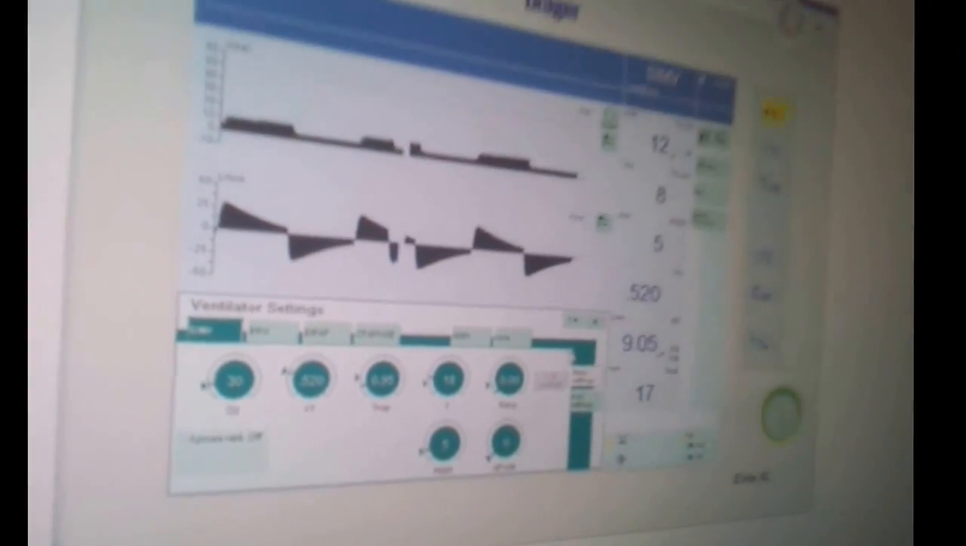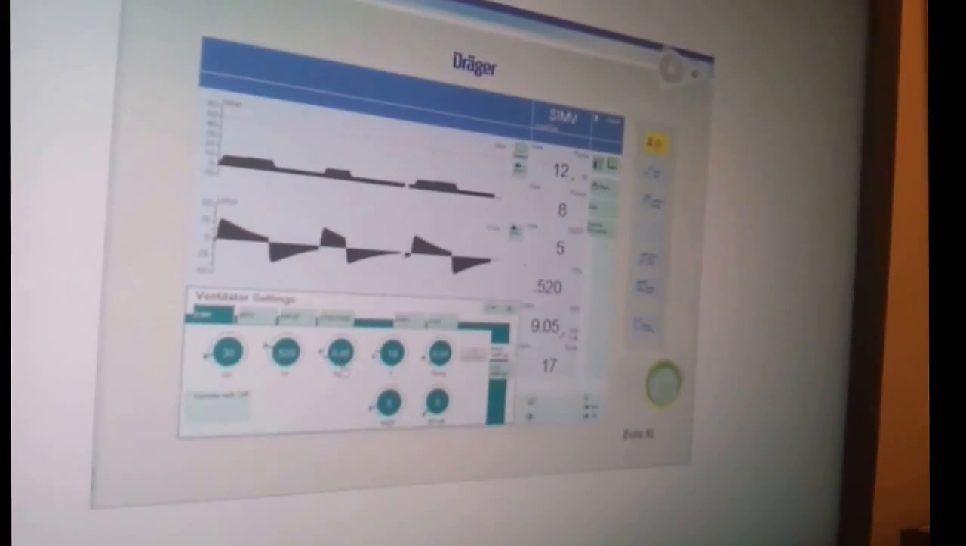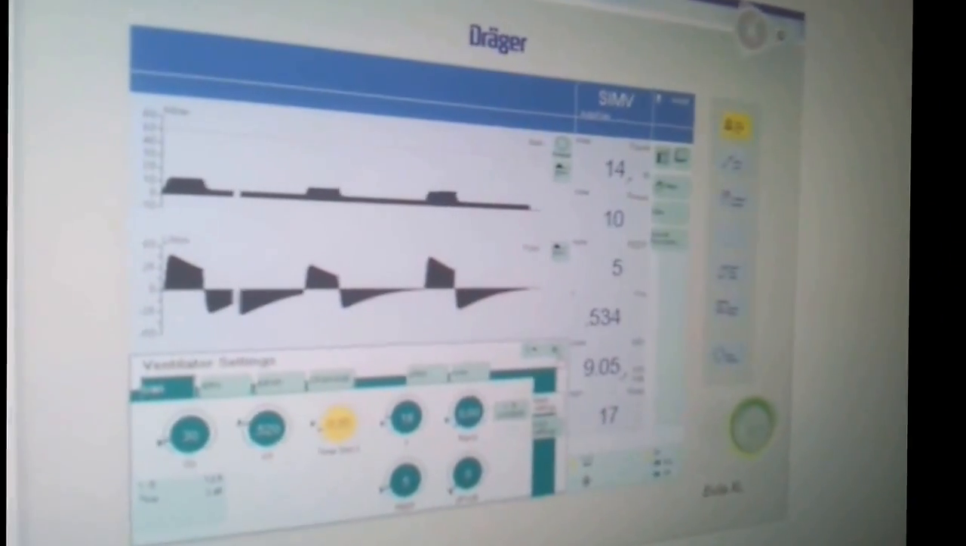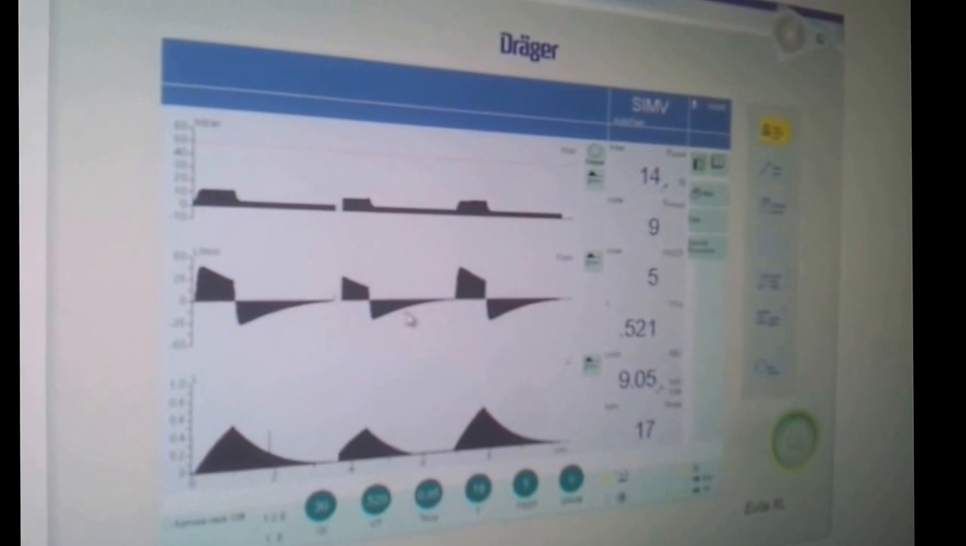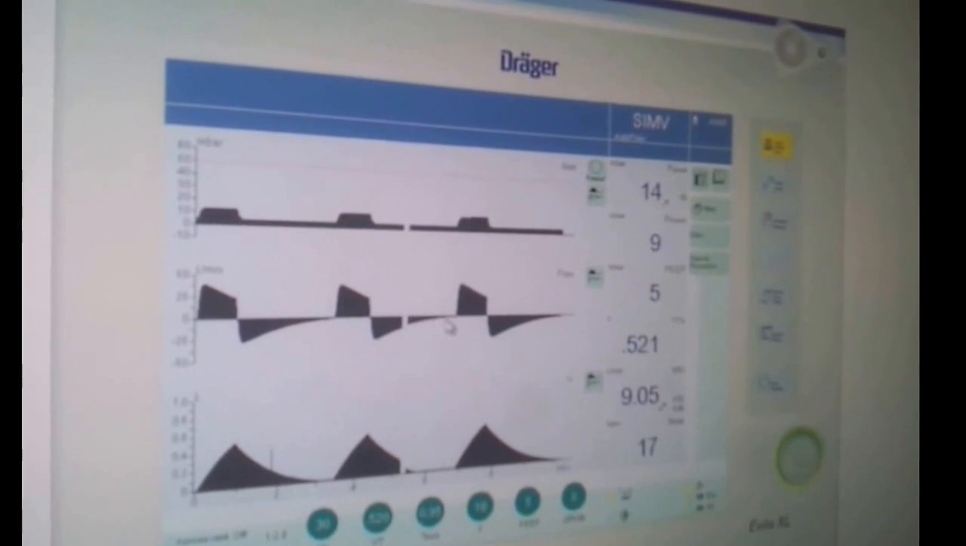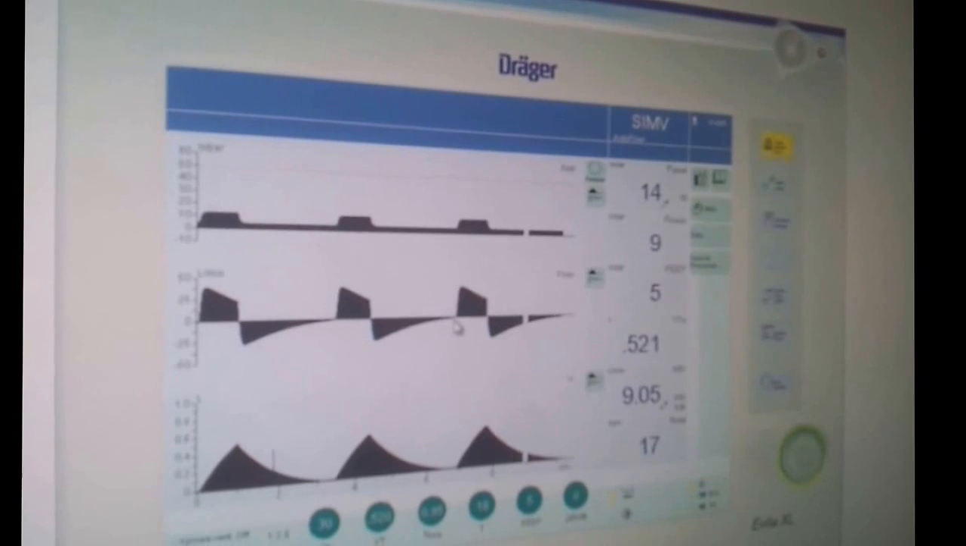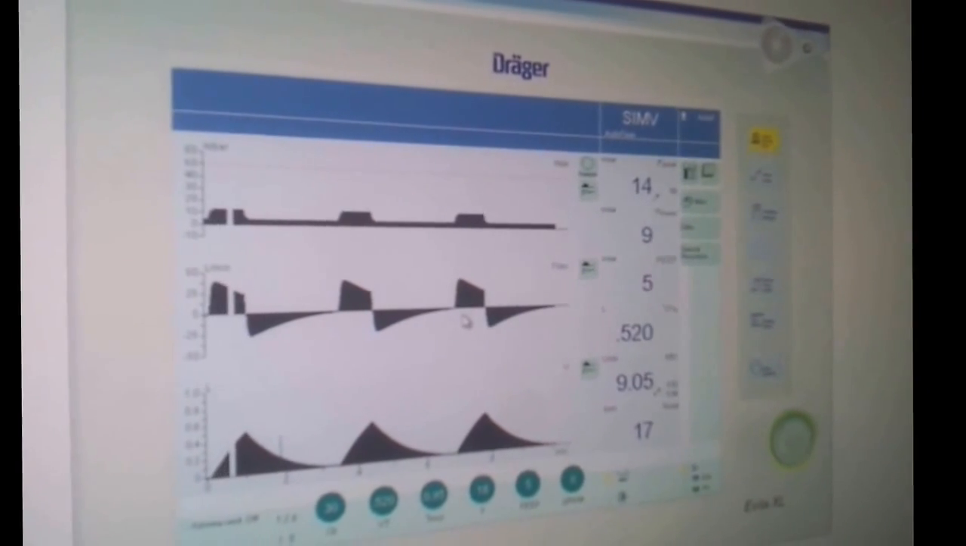Okay. So all I have done is improve their IE ratio. Previously it was 1:1, now it's 1:2.6. I've done that by reducing the time inspired, and see what happens to their expiratory flow, and the expiratory flow has reached the baseline. So that's what we are aiming at. Okay.